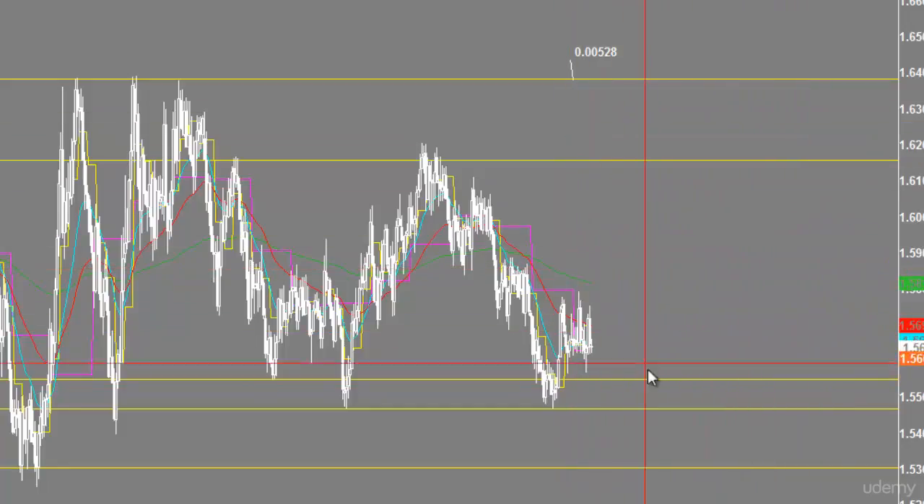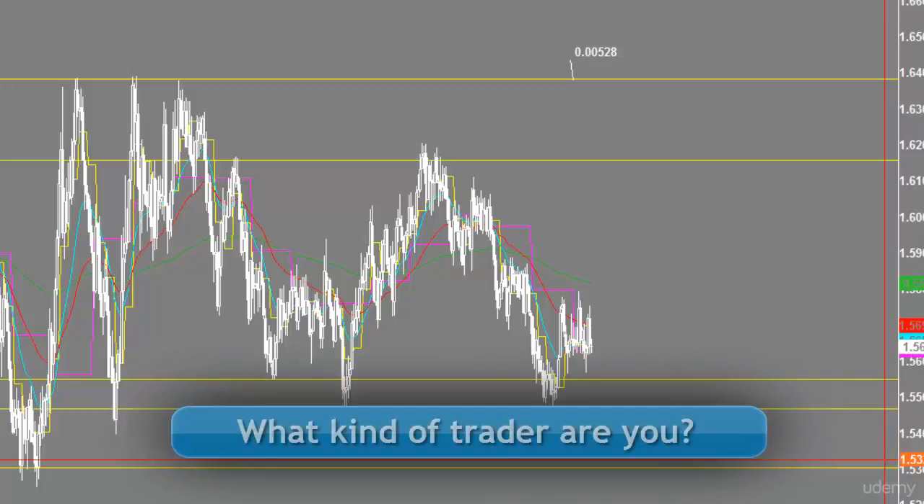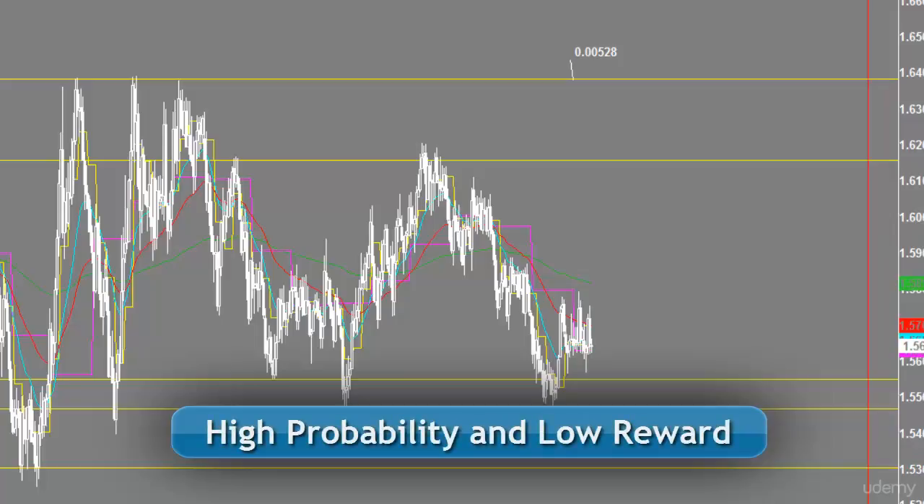Whereas if you wanted that higher reward but accept a lower probability for it, then you take it all the way to the other side of the range. There are trade-offs to each way of doing things. Are you somebody who would rather have a higher probability but a lower reward, or somebody who'd rather have a higher reward but a lower probability? The decision is yours. That's definitely something for you to mull over.